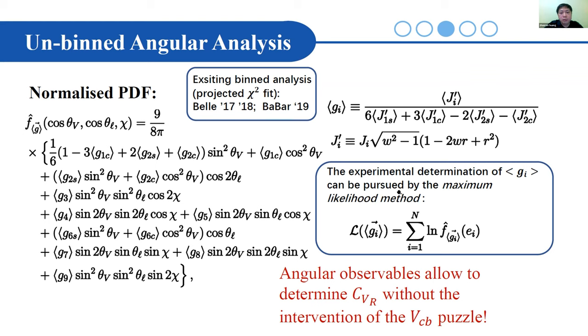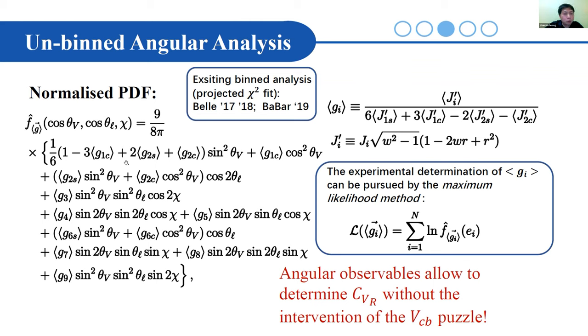Unlike the binned analysis, in the unbinned analysis, the measured values are obtained by maximizing the log likelihood function, which is summed event by event. Therefore, in such a way, the full angular information can be used, and such analysis is expected to be more sensitive to any new physics effects. In the log likelihood function, we need to deal with the normalized probability density function, which can be obtained by normalizing the angular decay distribution, such that the probability in full space is unity.